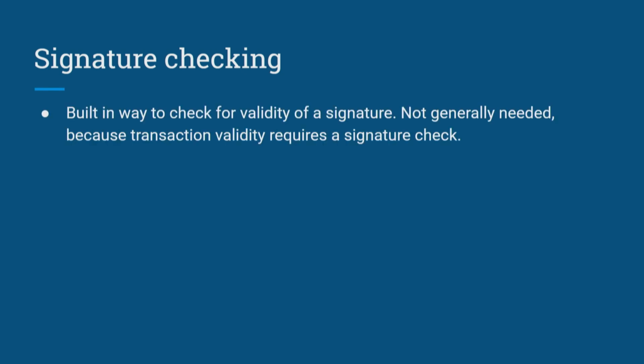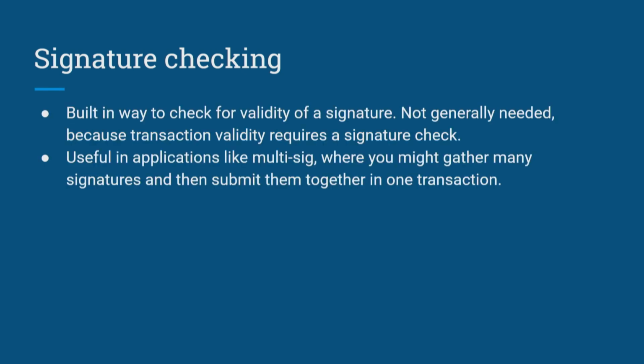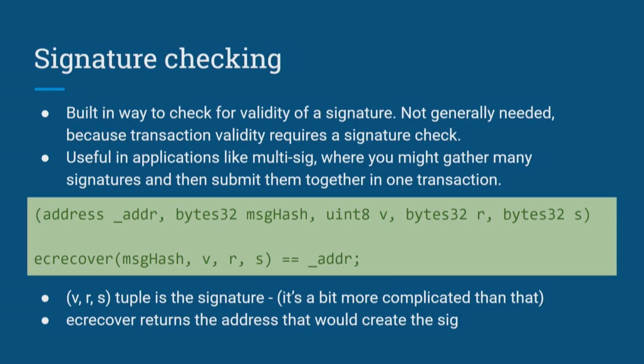One of the other built-ins is signature checking. You're not going to need this very often because you're generally going to want to design your app such that the node is checking the validity of a signature, right? Whenever you issue a transaction, you're from an address and it includes a signature already. But if you need to do certain complicated things like multisig, sometimes you want to do it this way. This is just a little bit of syntax for it.